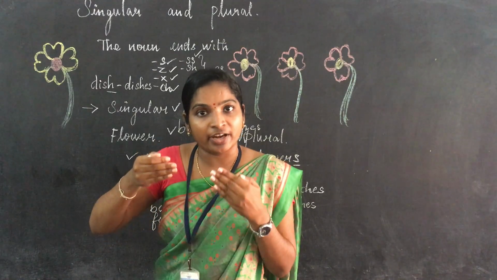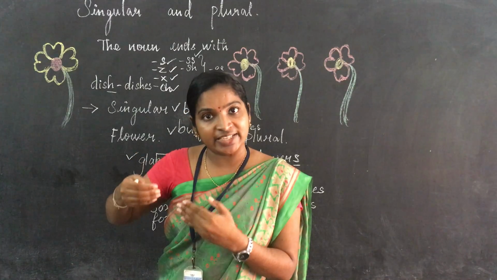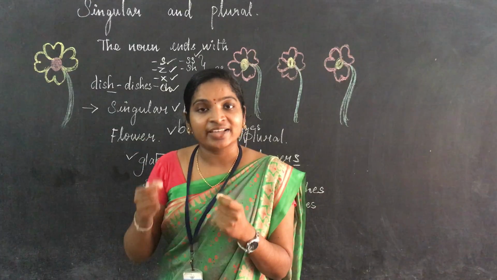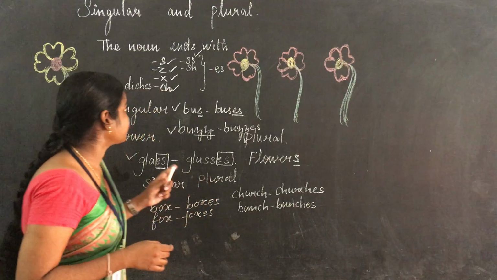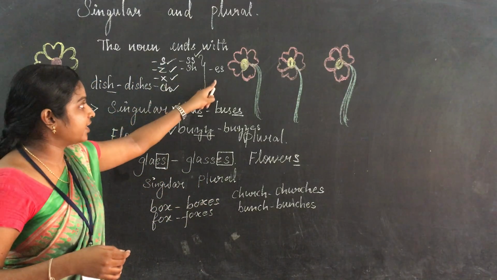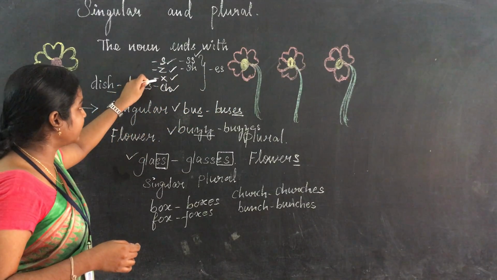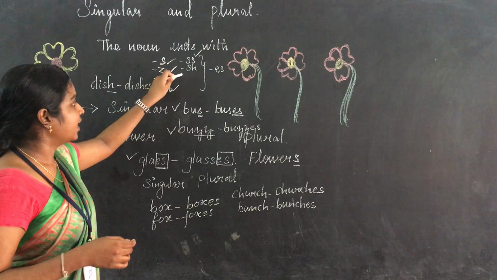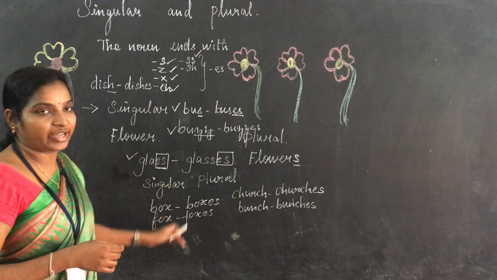These are the nouns that end with these letters. You have to add ES. What are the letters? The nouns that end with these letters, you have to add ES in the plural form: S, Z, X, CH, SS, SH. Okay, are you clear? These are the examples.